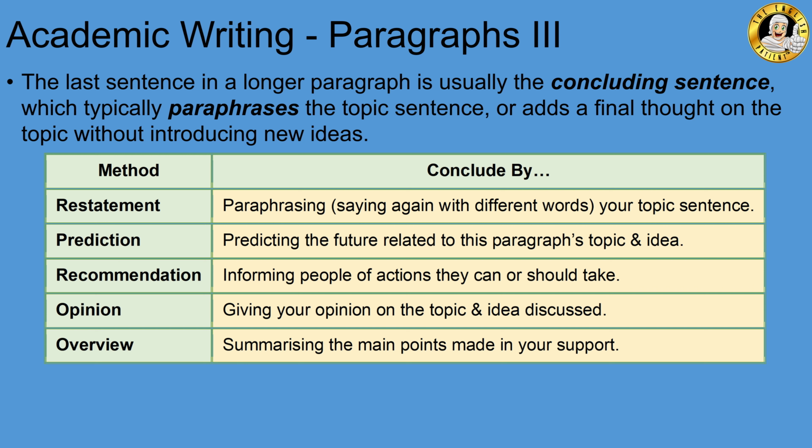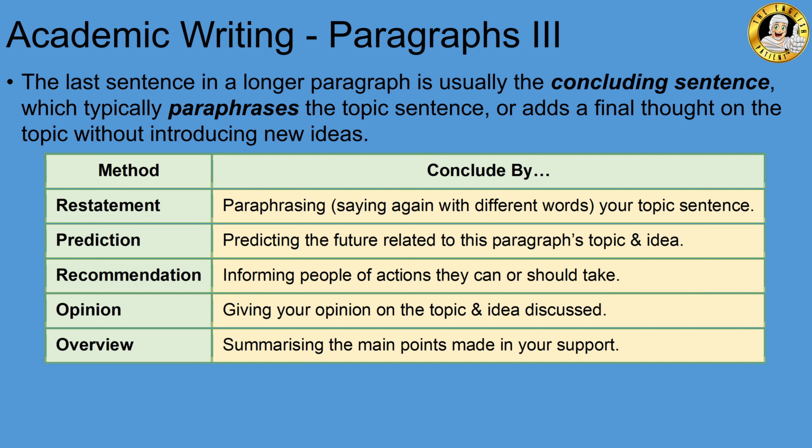Another method is to make a prediction, and this is to predict the future related to your paragraph's topic and idea. A recommendation is to inform people of actions that perhaps they can or maybe they should take. An opinion is simply stating your opinion, your final opinion about the topic and the idea which you have discussed. And finally, an overview is summarising the main points which you have made in support of your main idea.